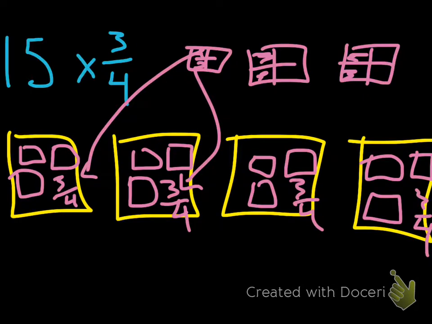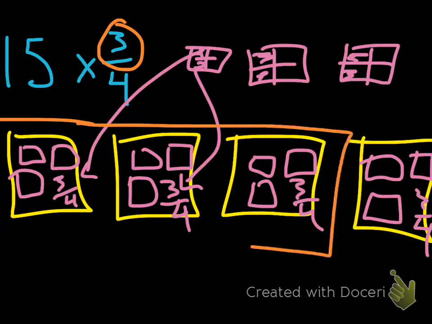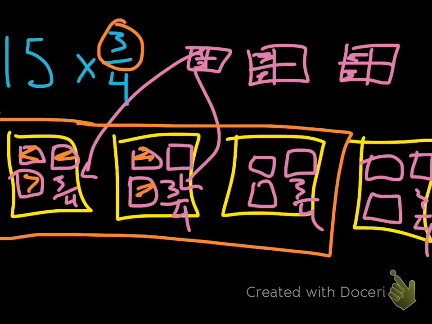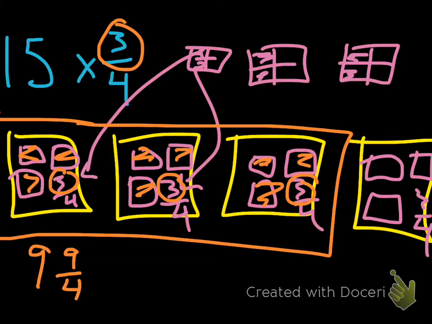Okay, now the next step is to figure out how many wholes are going to be in 3 of the groups. That's my numerator. So I have 1, 2, 3 groups, and I need to figure out how many is in those 3 groups. So right now I have 1, 2, 3, 4, 5, 6, 7, 8, 9 wholes. And I have 3/4 plus 3/4 plus 3/4, which would be 9/4.